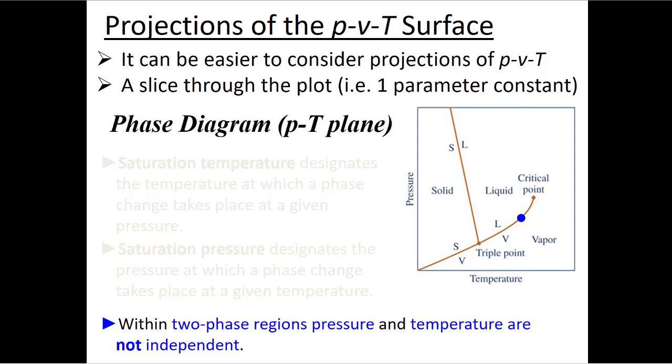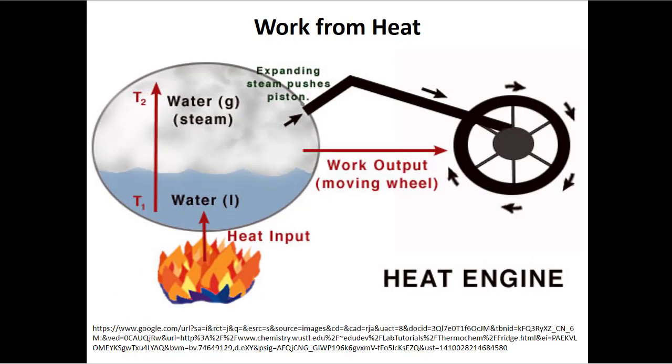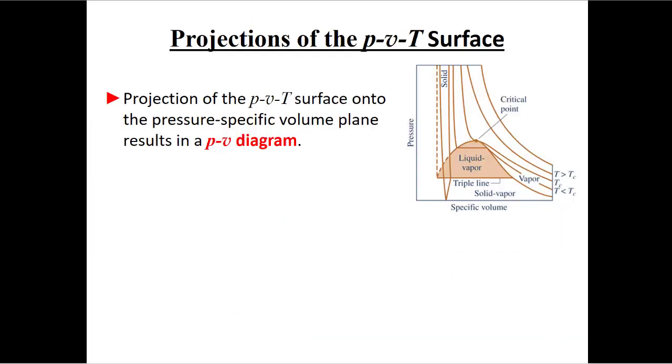So within two-phase regions, pressure and temperature are not independent. We've talked about that. If you tell me the pressure, then I can tell you the temperature at which water boils. So those two things are dependent. So why do we care about this for thermodynamics? A lot of what we're interested in is how we boil water to get steam and then use that steam to get mechanical energy. So phase changes in this class are really important. In particular, the phase change as we move from water to water vapor or steam.